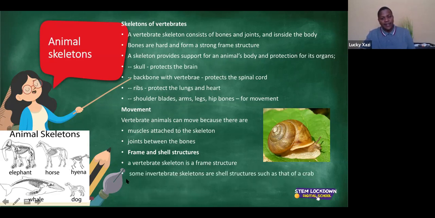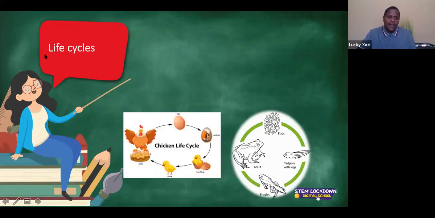Some invertebrate skeletons are shell structured, such as that of a crab. A crab does have bones. Okay, let's look at the life cycle.